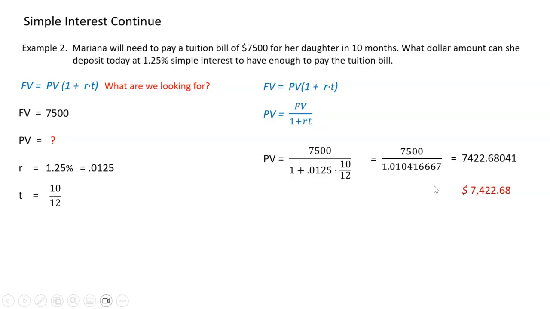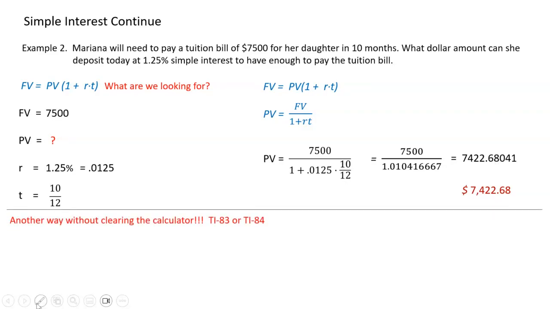Then you have to round it off to the nearest penny, right? The nearest penny is to the hundredths place. So you always go to the right of the hundredths place, and if it's 5 or more, then you add 1 to the hundredths place. In this case, it is 0, so it stays at 0.68.